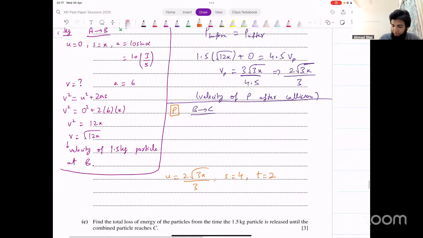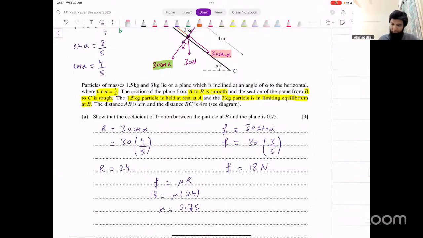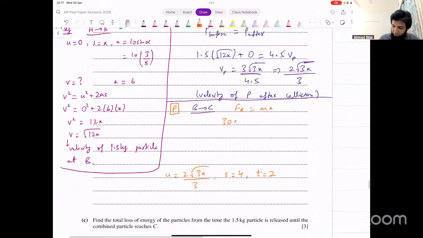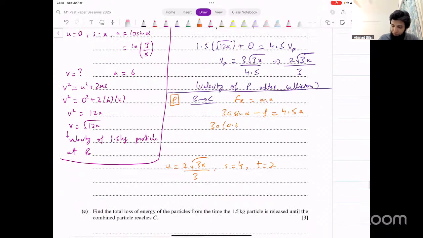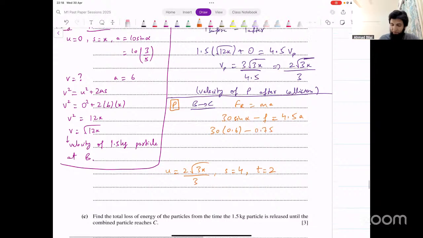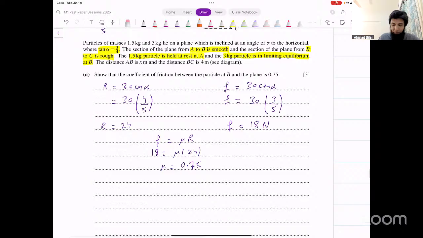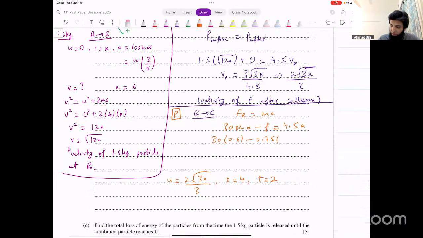So we can say resultant force equals mass into acceleration. Forward force is 30 sine alpha minus the friction. That should equal the mass of the combined particle, 4.5, times acceleration. Sine alpha was 0.6. So 30 into 0.6 minus the friction. Friction is mu times R. Mu is 0.75 times the value for R. That was 24, the same as before. That equals 4.5 times A. And you get the value of A from this. What's the value of A that we get?